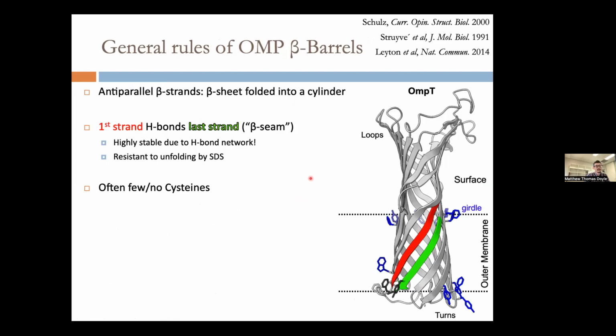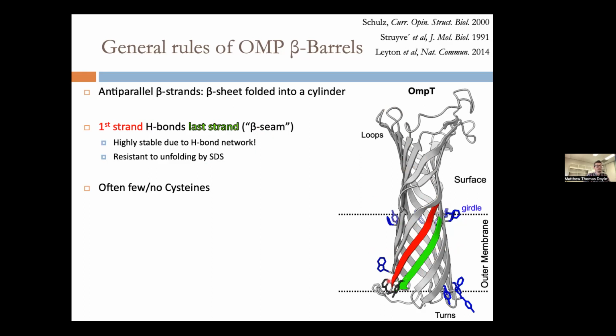So let's just go down a little step and have a look at these barrels further and what they look like. In general, they're all anti-parallel beta strands forming a beta sheet folded into a cylinder, and you can see a nice example of an OMP here. So pretty much always in bacteria, you have the first strand pairing with the final strand. The final strand is called the beta signal. And through hydrogen bonding throughout all of these strands, you get a very stable structure.